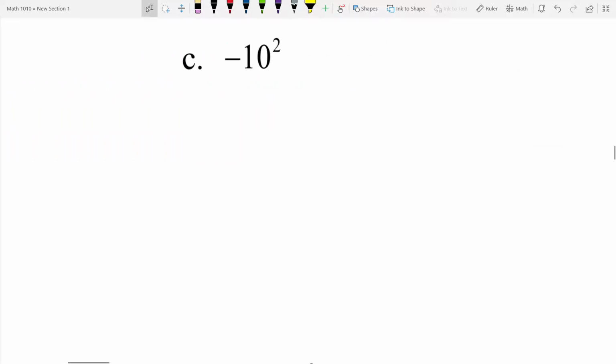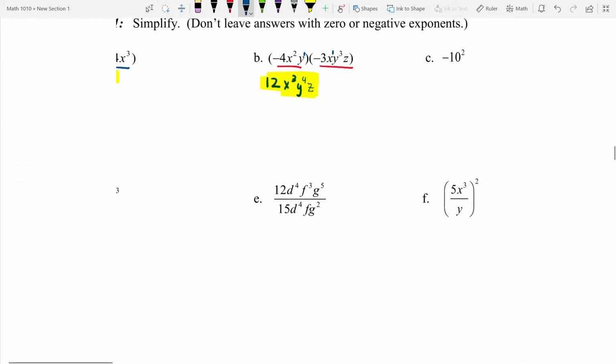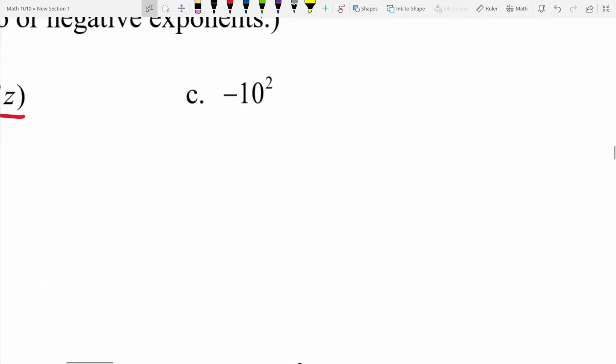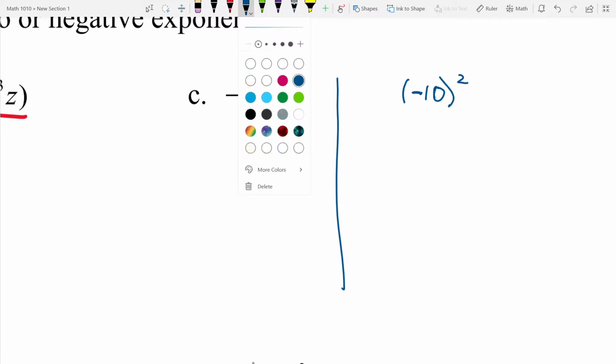Okay? Question C. Now, everybody stop right here. Right next to it, actually, let's see if I did that for part D. No, I did not. Okay, so for part C, what I want you to do is take a line right here, and right next to it, put negative 10 in parentheses raised to the second power. Okay?